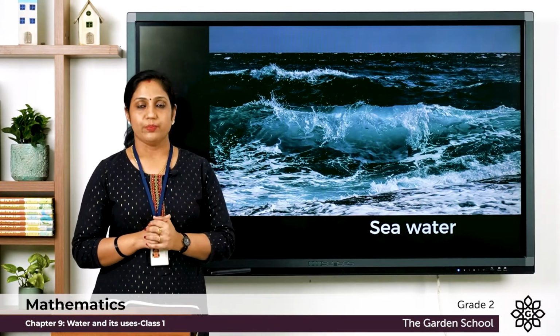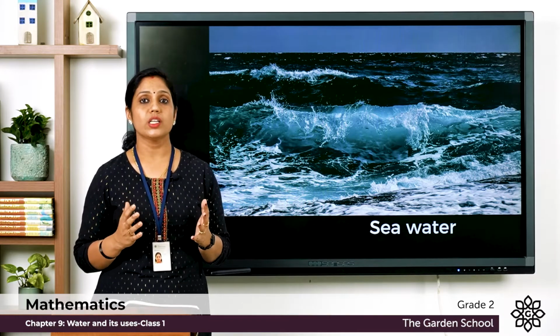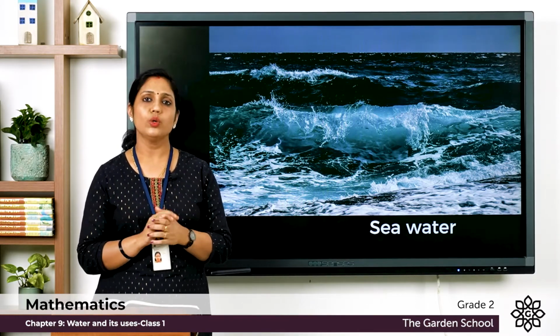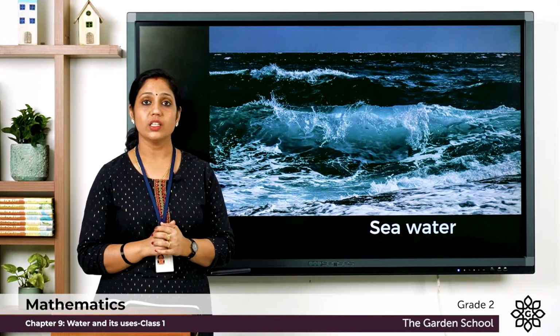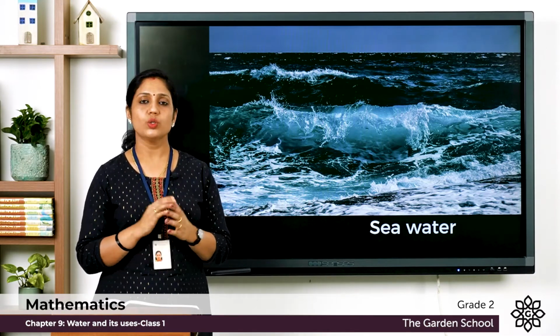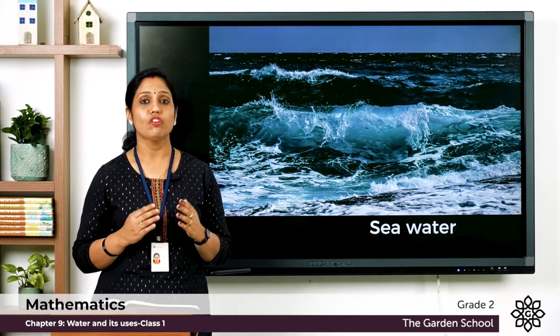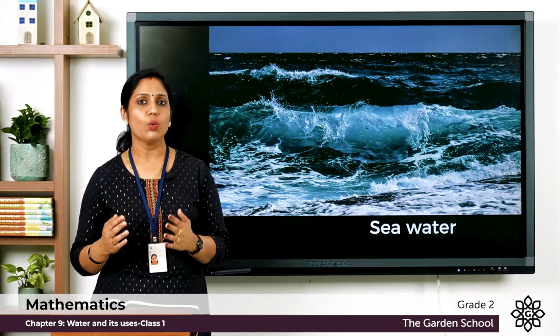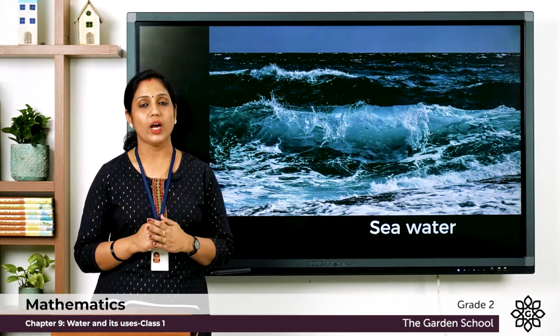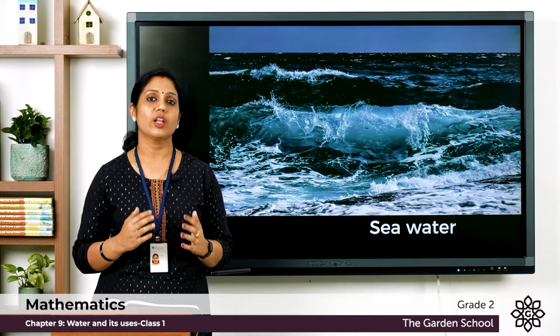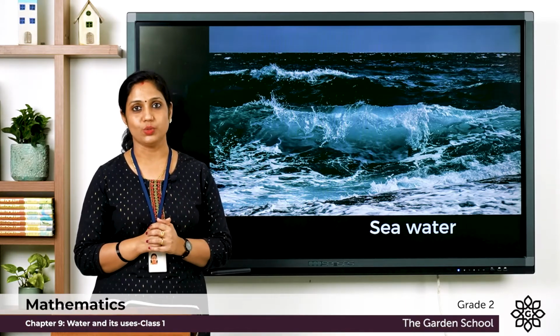Now look at a sea. You can see the sea is filled with water, right? Do you know what the taste of sea water is? It is very salty. So do you think that it is good for bathing, cooking or washing clothes? No. Why? Because it is salty, we cannot use salt water for these uses.